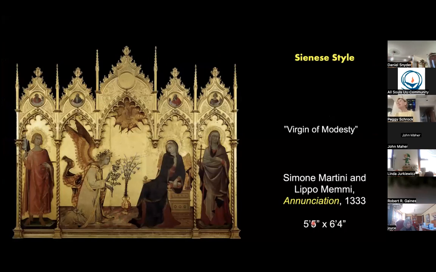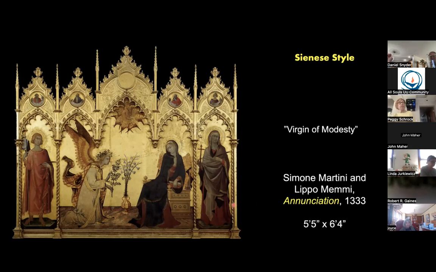But the finest example of the Sienese style, in my opinion, is the Annunciation, a very popular subject in the late Gothic and into the first century of the Renaissance, by Martini and Memmi. I'm going to show you some details in just a second. It's absolutely beautiful, and it has that elegance of the Sienese style that we've come to expect.